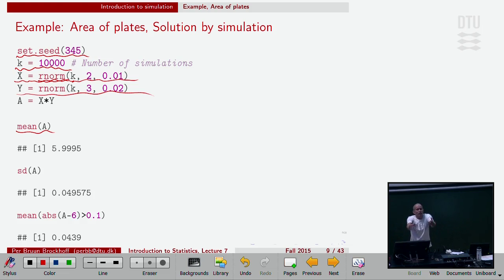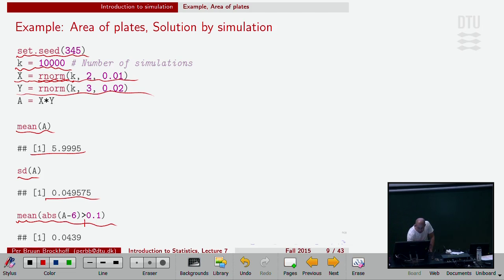And I can extract whatever question I have about what's going on from these numbers, right, in the computer. I can compute the mean. I can compute the standard deviation. Seems to be 0.05. I can compute, and here's a little R thing. If I wanted to find out how often is my area more away from 6 than 0.1 square meter, right? That's the question I put on the slide.